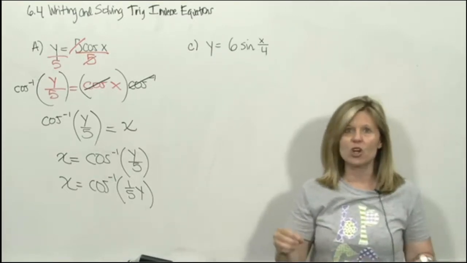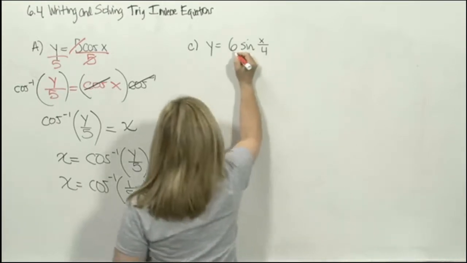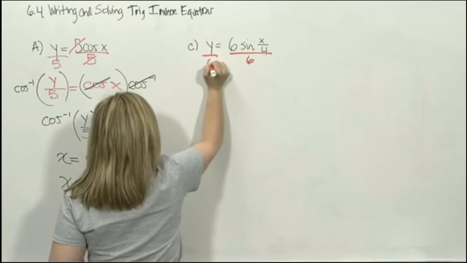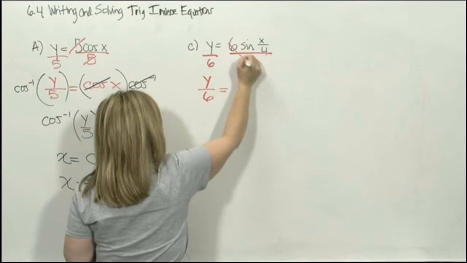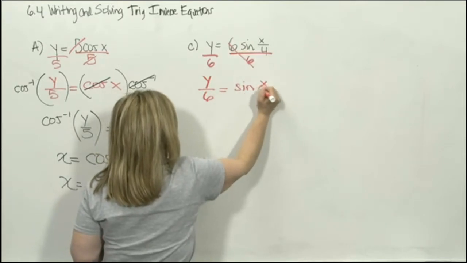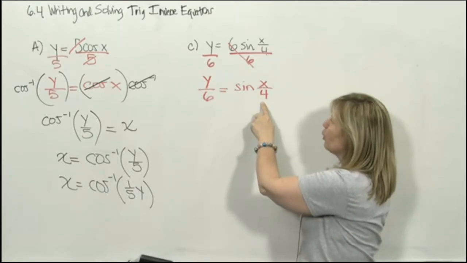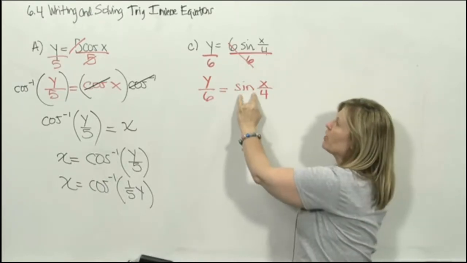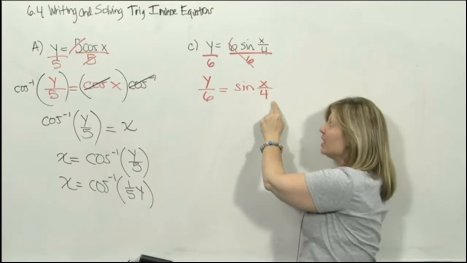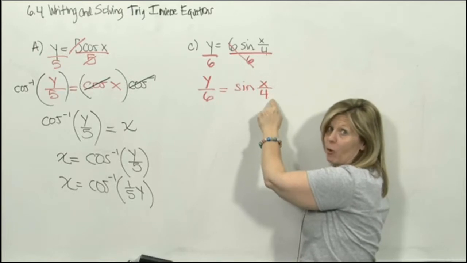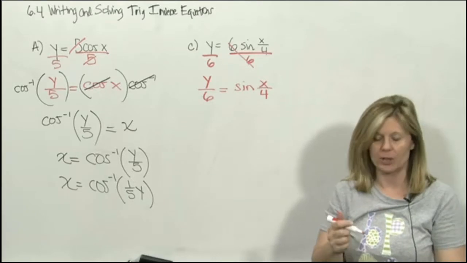So again, the first job is to isolate. Move everybody away from the trig function you can move. So to move that 6 by multiplication, I'm going to do division. So y over 6 equals sine x over 4. Now here comes the boo-boo. Everybody's going to say, well, let's move the 4. Remember, this is a trig function. With a trig function behind it is the angle. The angle is x over 4. You can't take the 4 off the angle. Remember, we can't separate the angle from the trig function.